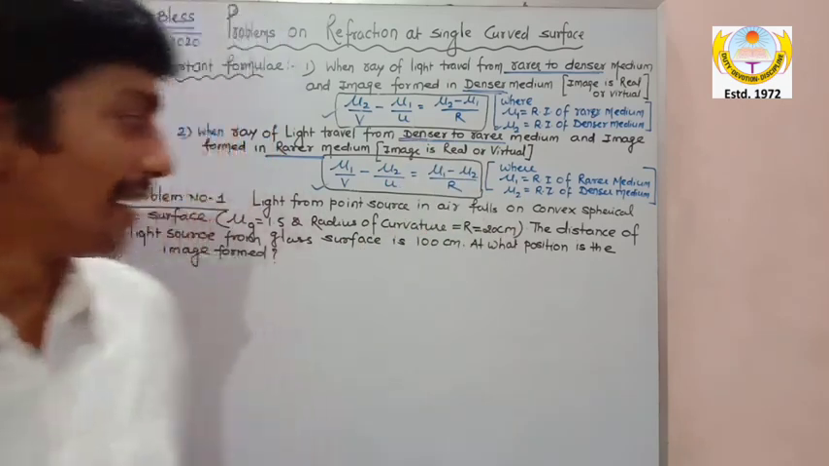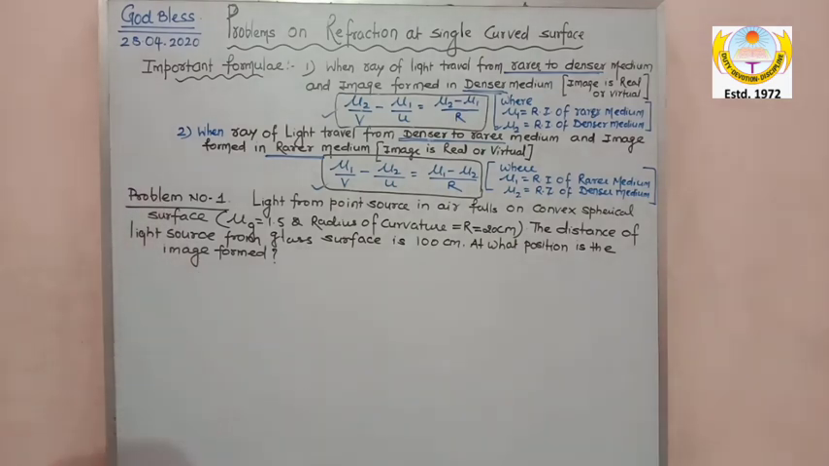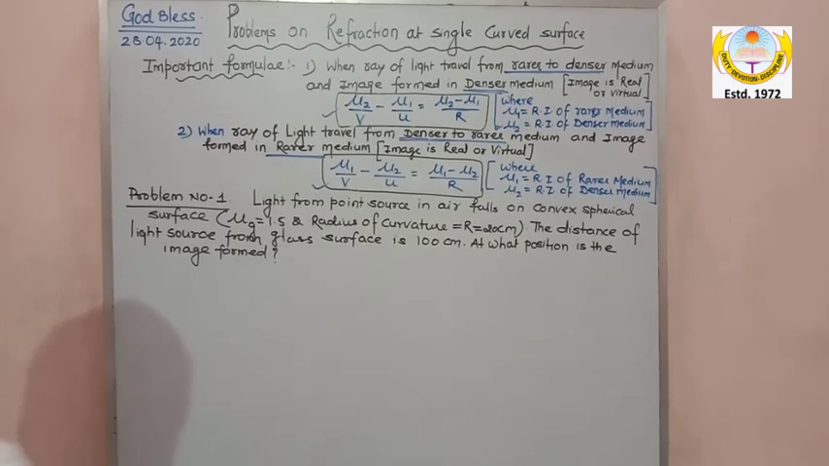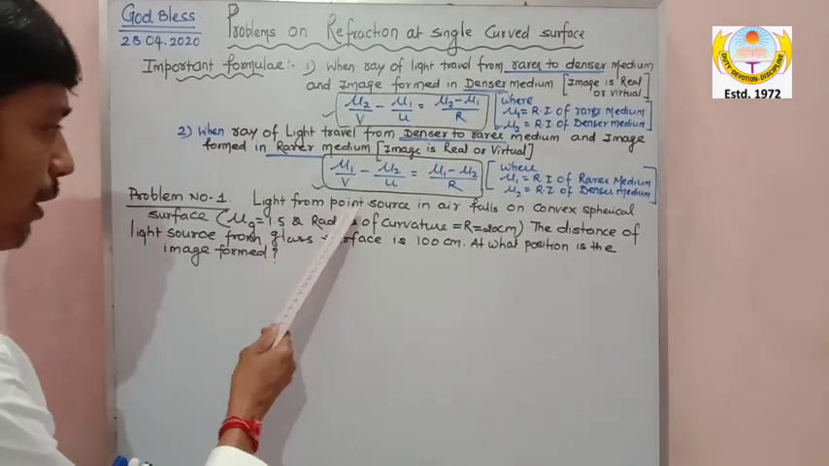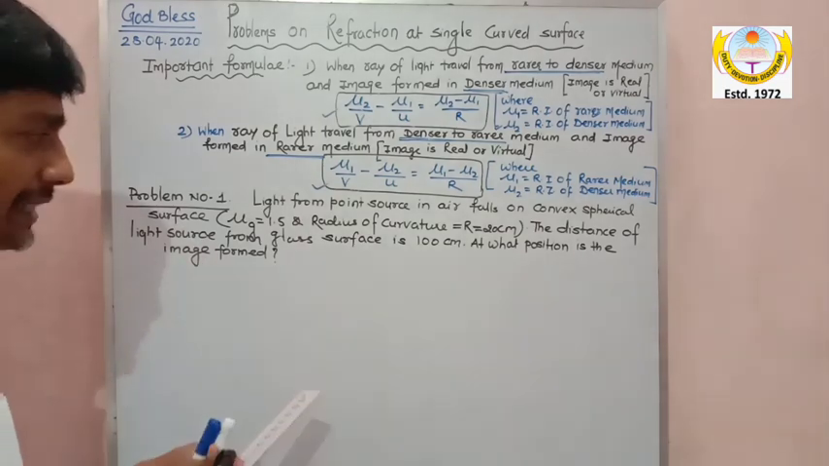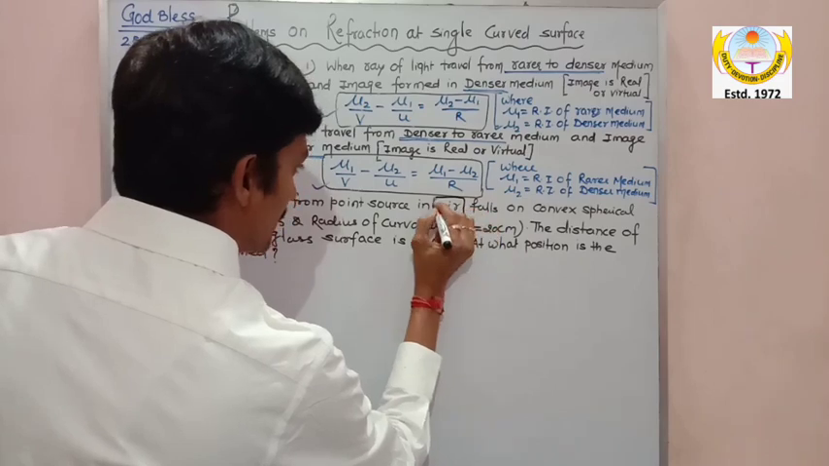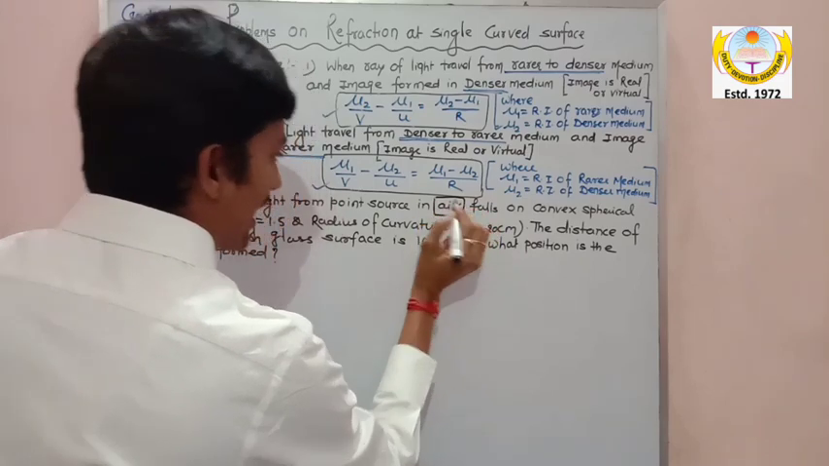Okay. Now my dear, let us do the numerical based on this. So how to start with the numerical? Look at the first problem. Here it is given: light from a point source in air. So now my dear, where is the object? The object is in air. So the object is in the rarer medium.